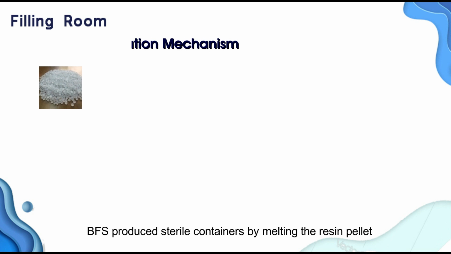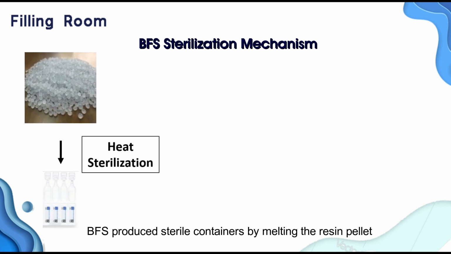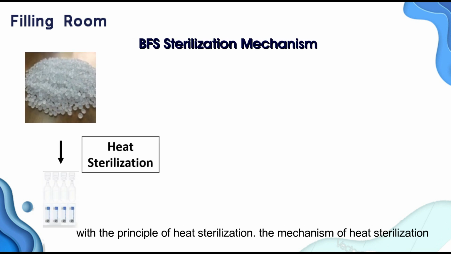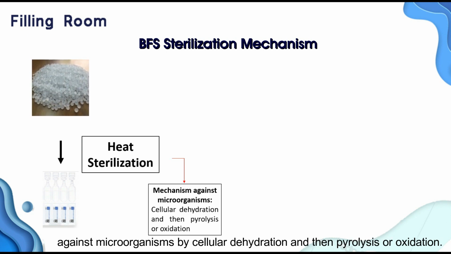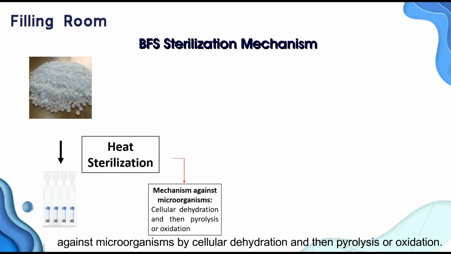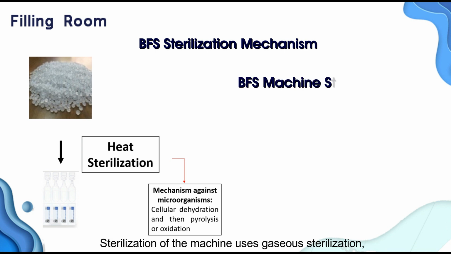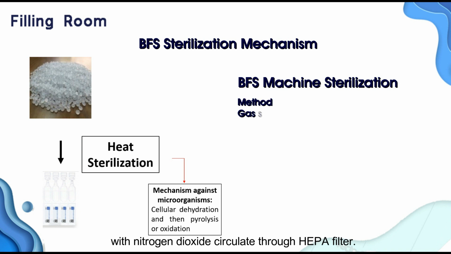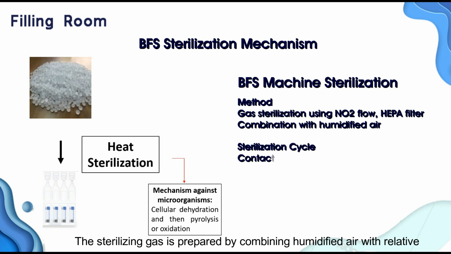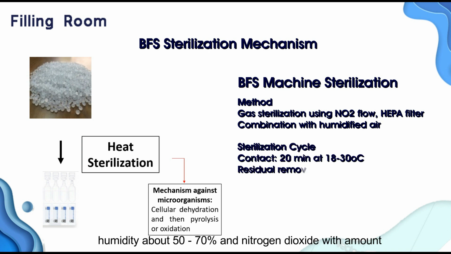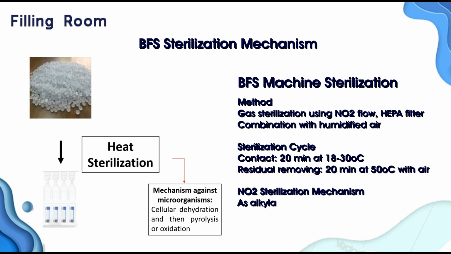BFS produces a sterile container by melting the resin pellet, with the principle of heat sterilization. The mechanism of heat sterilization against microorganisms is cellular dehydration and then pyrolysis or oxidation. Sterilization of the machine uses gaseous sterilization, with nitrogen dioxide circulated through a HEPA filter. The sterilizing gas is prepared by combining humidified air with relative humidity of about 50 to 70% and nitrogen dioxide in an amount of about 20 mg per liter.